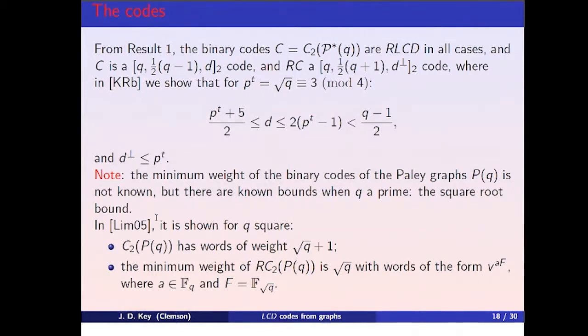Now, an ex-student of mine, Giraffa Limbo-Pasiriporn, in her thesis, which she never published, looked at Q as a square for the Paley graphs, and she found words of weight the square root of Q plus 1, and showed that this was the minimum weight of the reflexive graph code, the C-perp, and words of the form with support of the field, the smaller field F root Q.